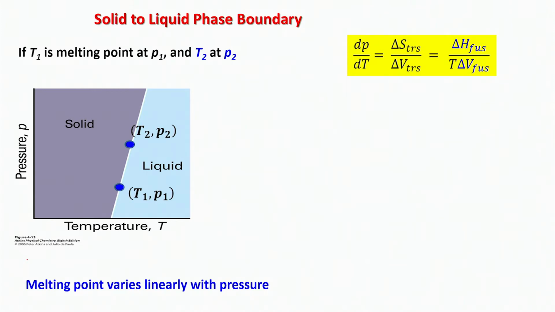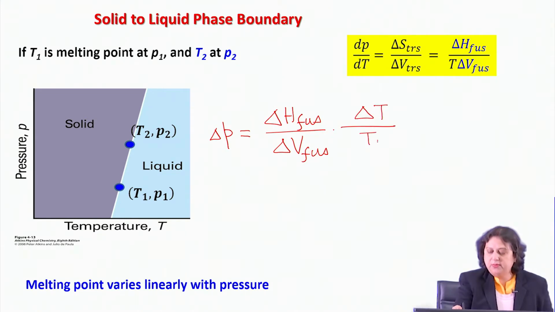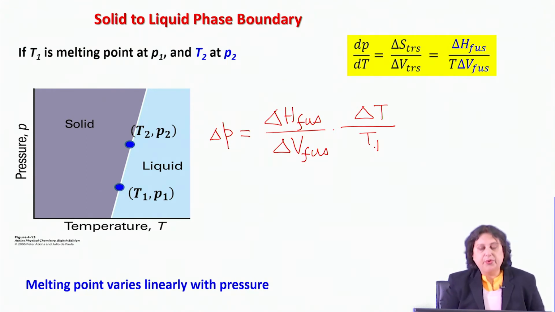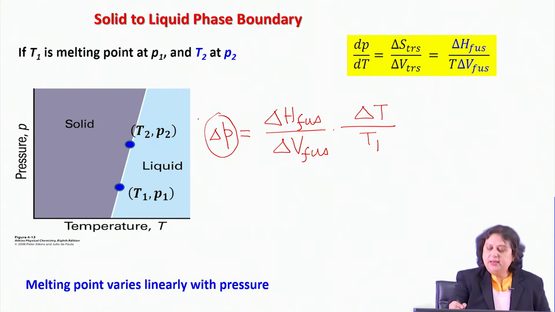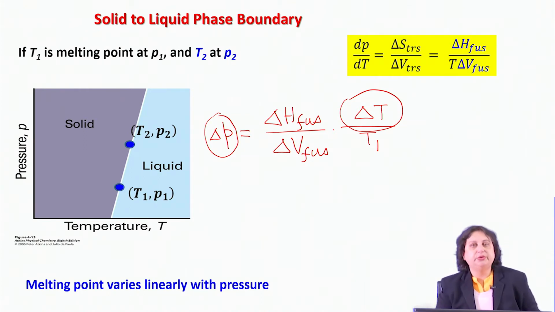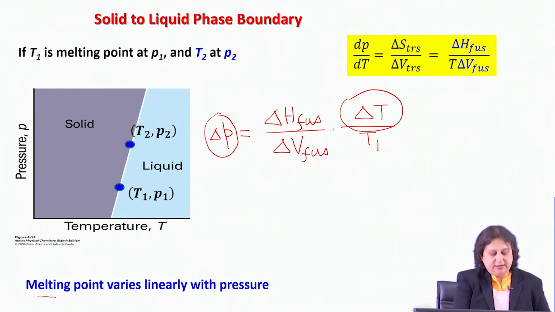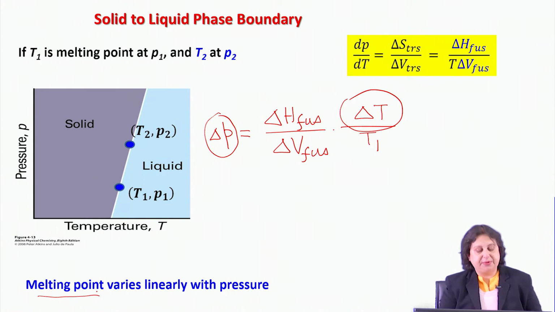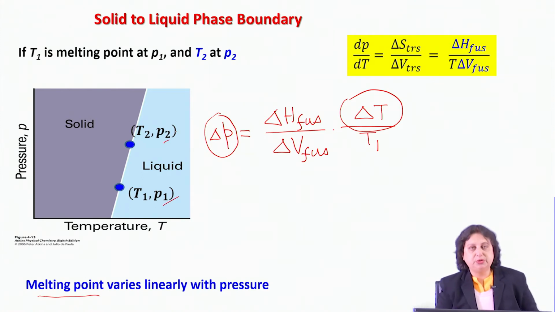So in this case, I can now write down delta P as delta H fusion by delta V fusion into delta T by T1. And therefore, I find that delta P is going to depend linearly on delta T, and therefore if I change the temperature, I am going to see a linear variation in the value of the melting point as the pressure changes from P1 to P2.